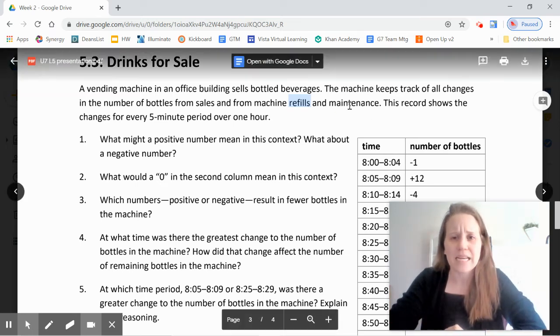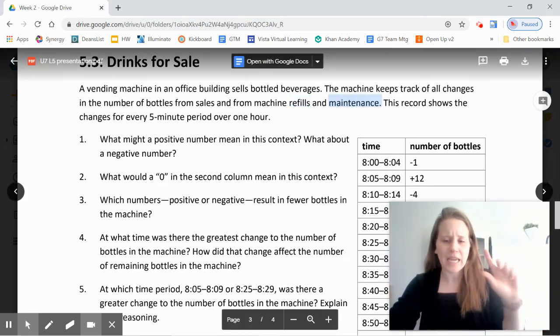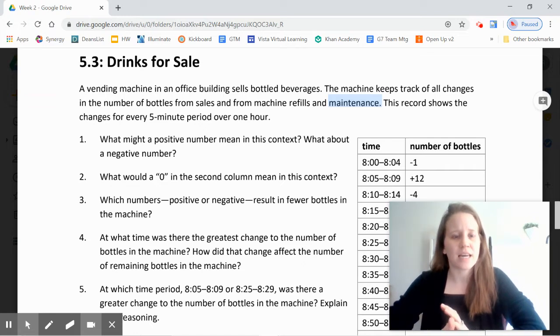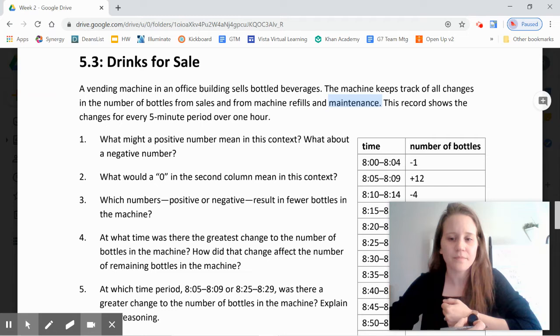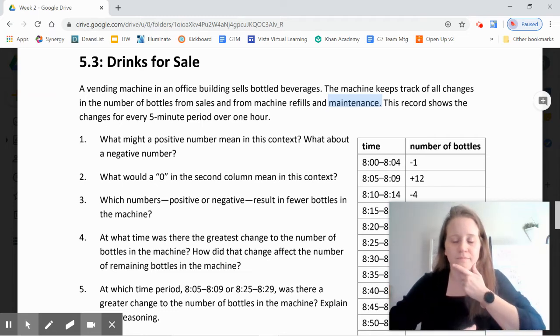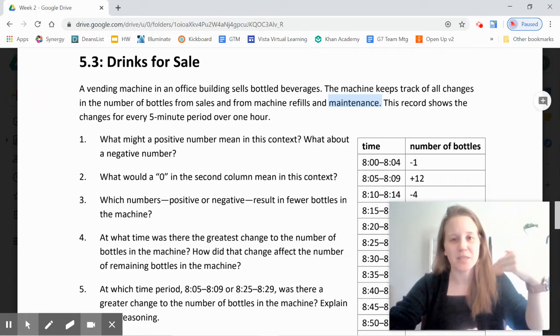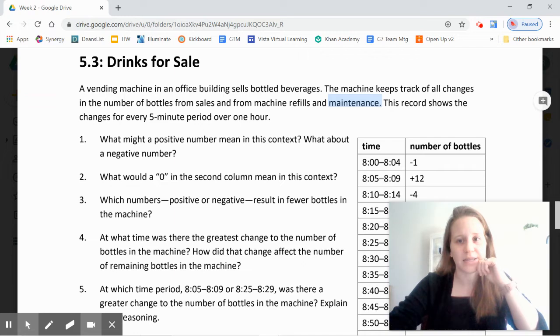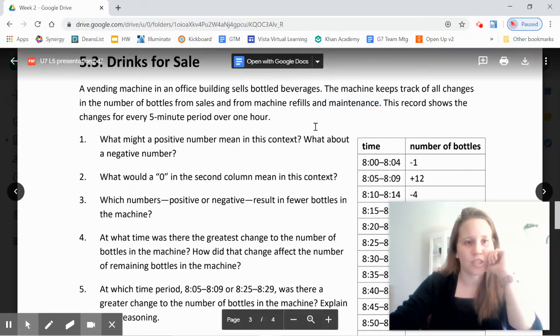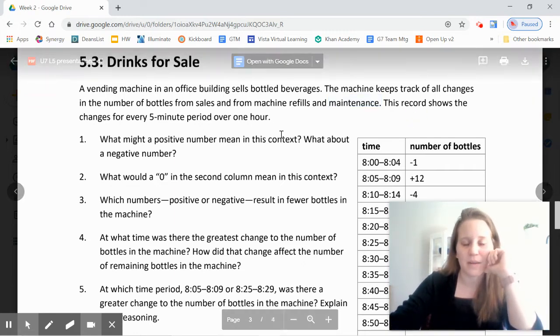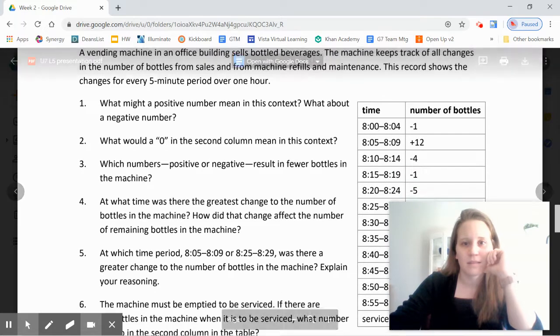Absolutely. And maintenance. So think the vending machine wasn't working, it was stuck. Would that change the number of bottles positively or negatively? Trick question. Neither. Someone who's doing maintenance isn't going to put any bottles in or take any bottles out. They're just fixing the machine. So a neither positive nor a negative change. Awesome. This record shows the changes for every 5-minute period over 1 hour. Sweet.